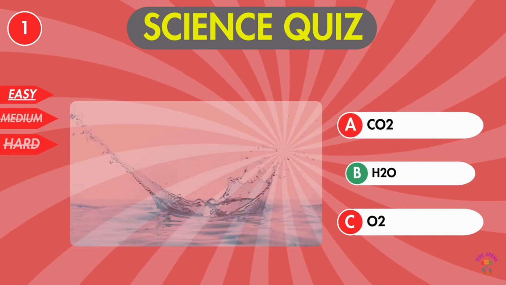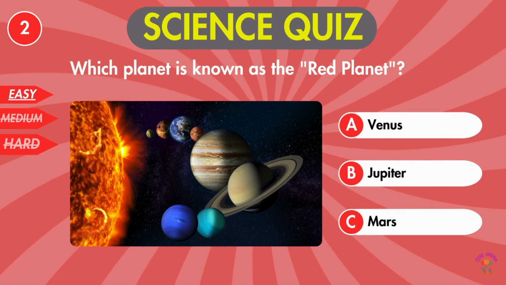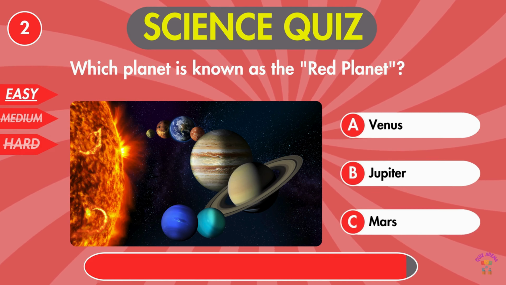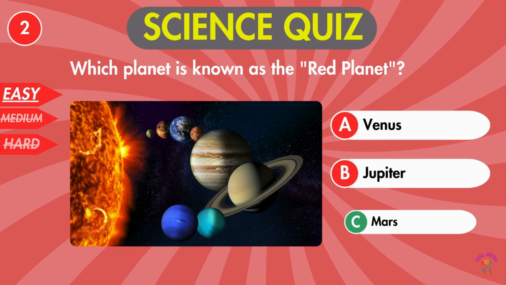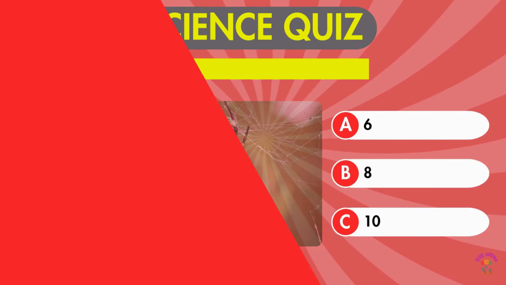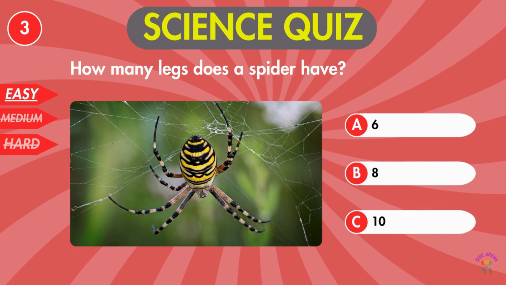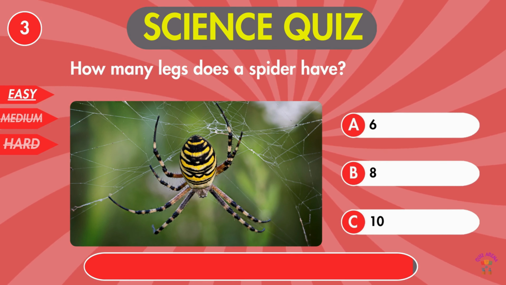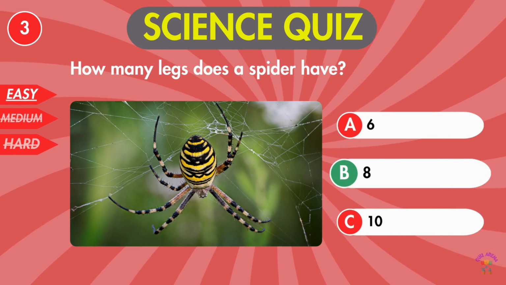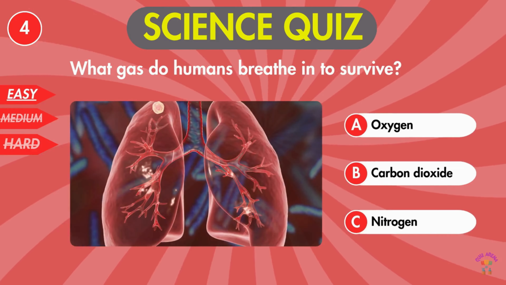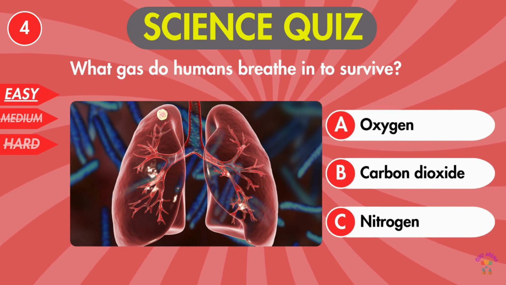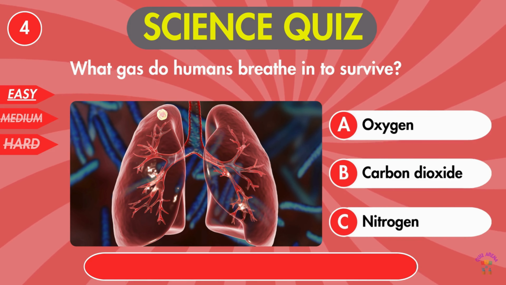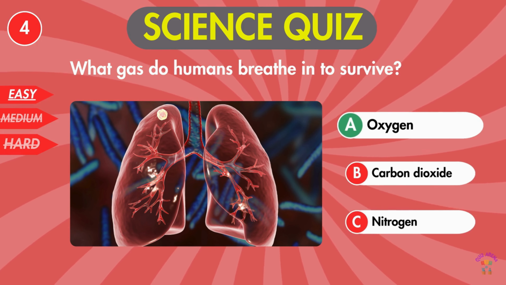H2O. Which planet is known as the red planet? Mars. How many legs does a spider have? What gas do humans breathe in to survive? Oxygen.